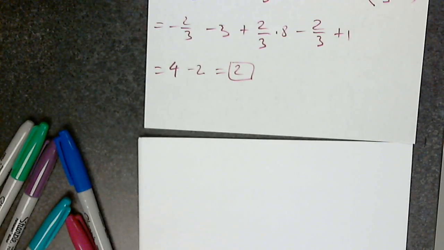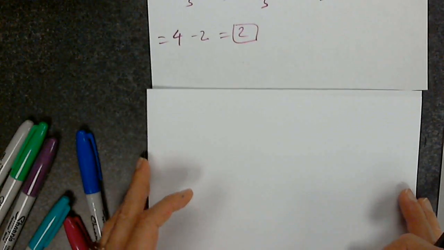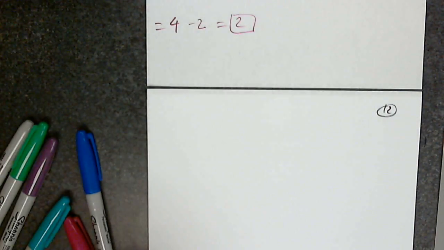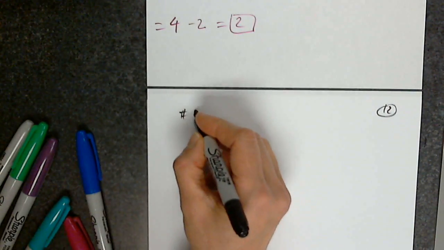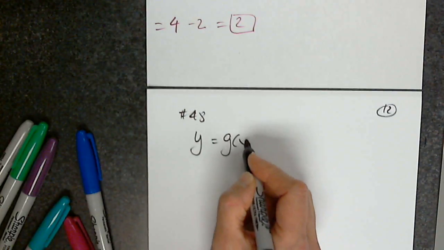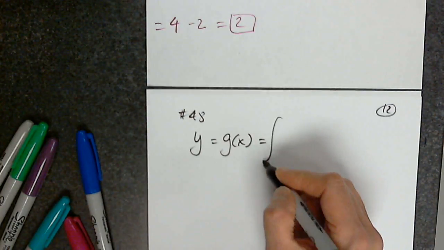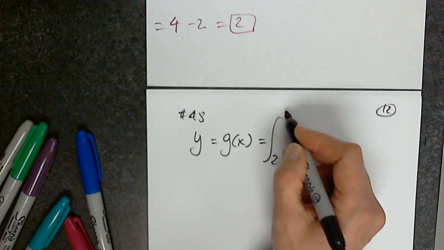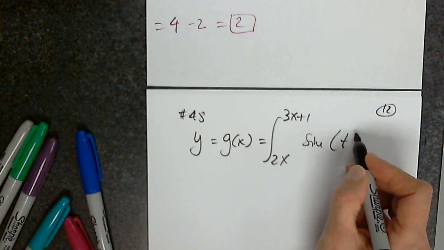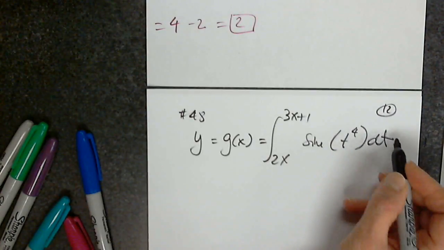46, 47, 48, you choose. Let's start with 48. So y or g of x, whatever you want to call it, it doesn't matter. The integral from 2x to 3x plus 1 of sine t to the fourth dt.